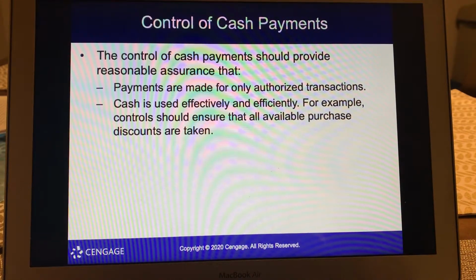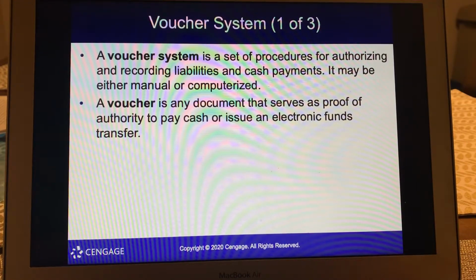The control of cash payments should provide reasonable assurance that payments are made for only authorized transactions and that cash is used effectively and efficiently. For example, controls should ensure that all available purchase discounts are taken. A voucher system is a set of procedures for authorizing and recording liabilities and cash payments. It may be either manual or computerized. A voucher is any document that serves as proof of authority to pay cash or issue an electronic funds transfer.